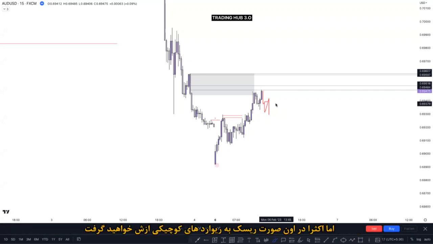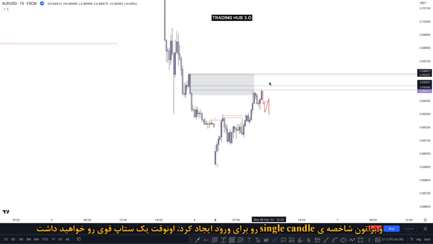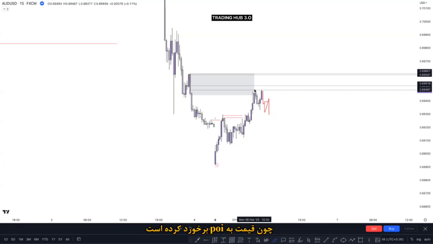But at those times you will get a very small risk reward, because you have no idea whether you are trading pro-trend or counter-trend. You are trading simply based on the candlestick formation, right? But when price taps on your higher time frame PD array, and the market creates a single candle order block entry, then you will get a higher probability entry, right? Because price tapped on your PD array.